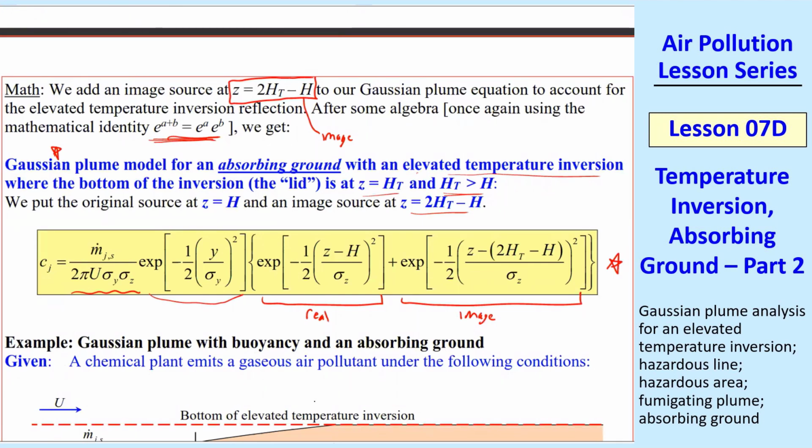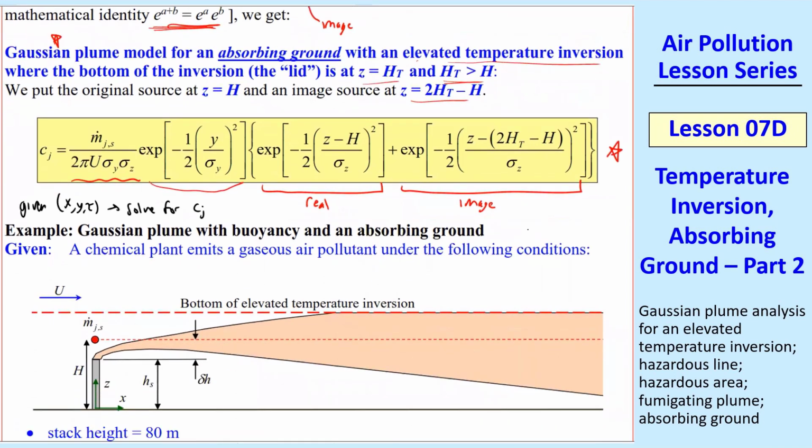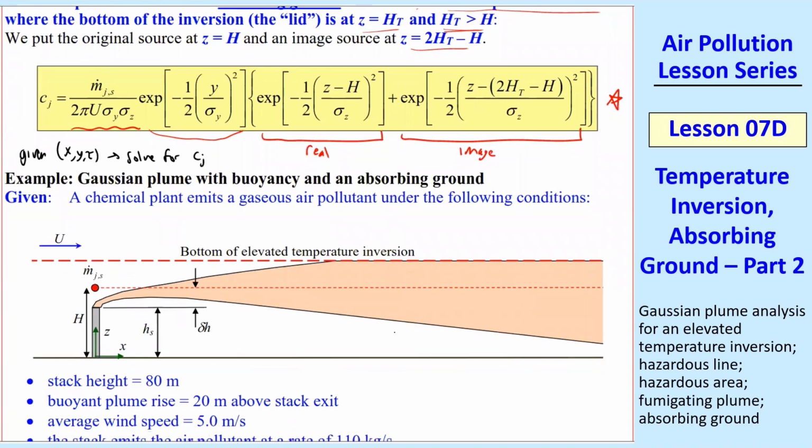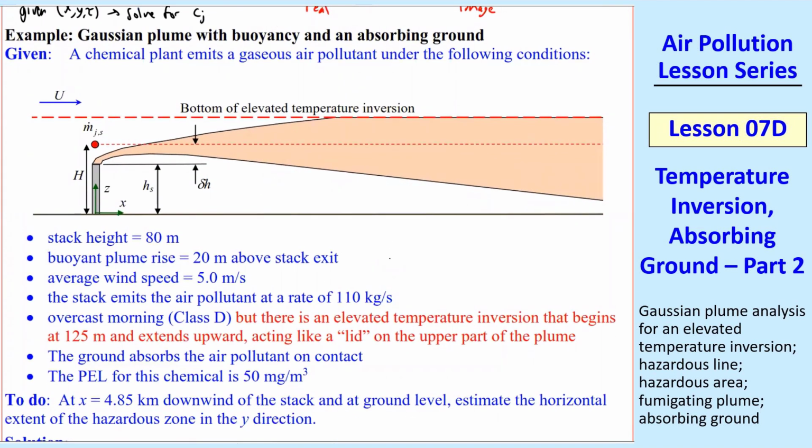Well, for a given location X, Y, Z, you can easily solve for CJ at any location of interest. So that's one thing we need to do. But it's more interesting to look at the hazardous area. So let's do an example problem. I'm using, again, exactly the same numbers that I did before. So this is the same problem, just changing something a little bit here.